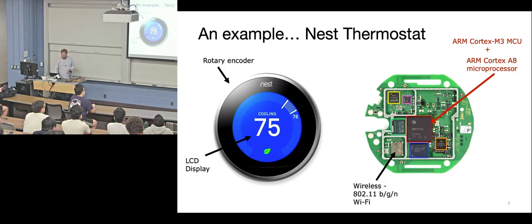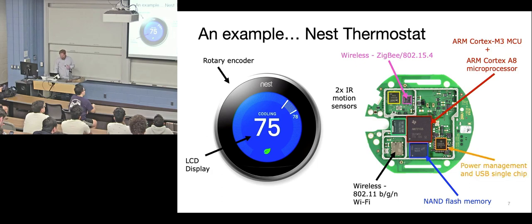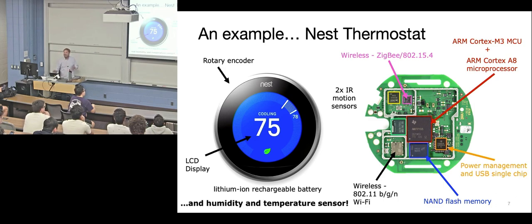It's got Wi-Fi, Zigbee, Bluetooth, it's got external memory, two motion sensors, dedicated power management IC, and USB, even though you don't plug USB into anything, it's got it, just in case. It's got lithium charging batteries and recharging circuitry. And it even, if you can believe it, also has a temperature sensor and humidity sensor. Amazing technology Google's coming up with.